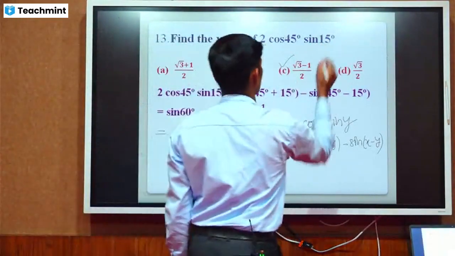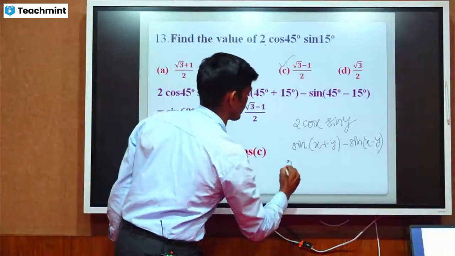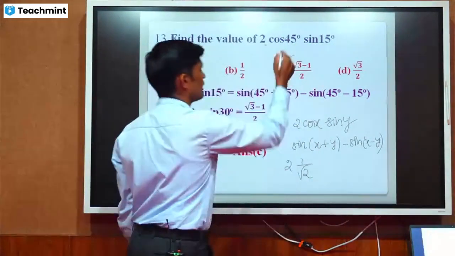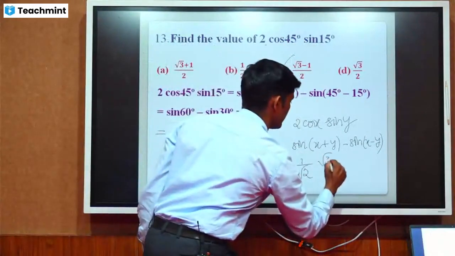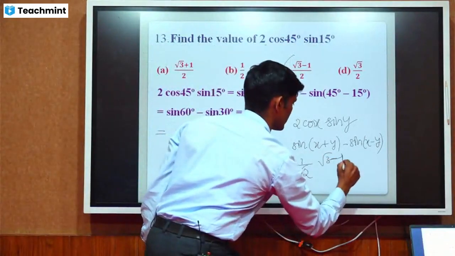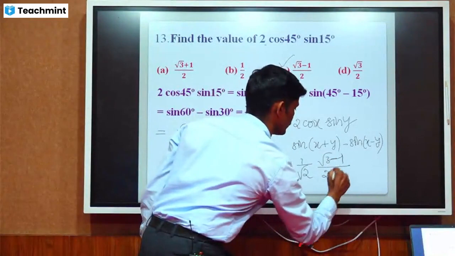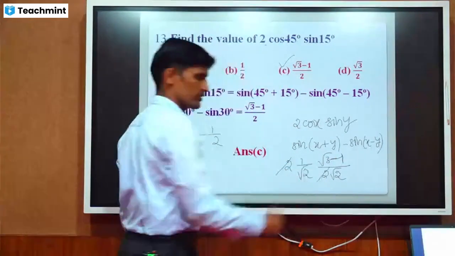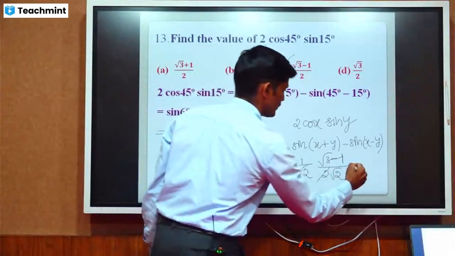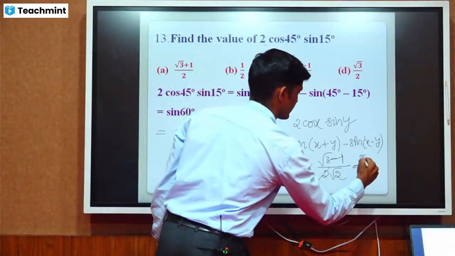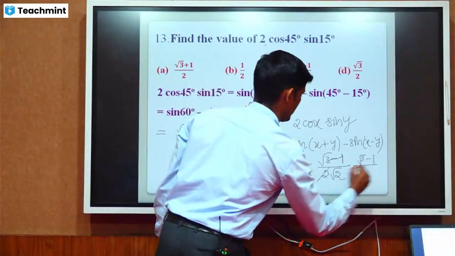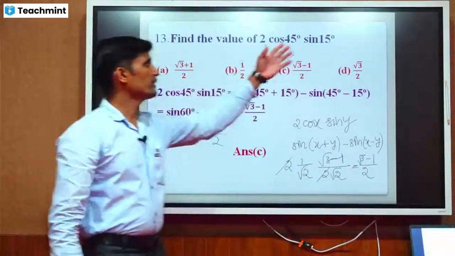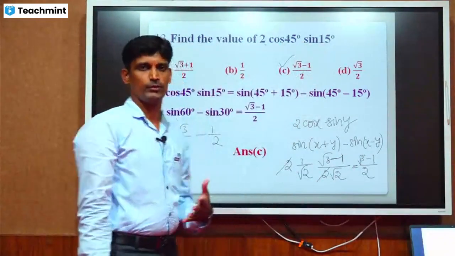If you know the value of sin 15 degree, it is a direct question. It is equal to 2 into cos 45 is 1 by root 2, and sin 15 degree is root 3 minus 1 divided by 2 root 2. Hence here we can observe 2 gets divided, root 2 into root 2 is 2. So answer is root 3 minus 1 divided by 2. If you remember the values of trigonometric functions, it will always be better.